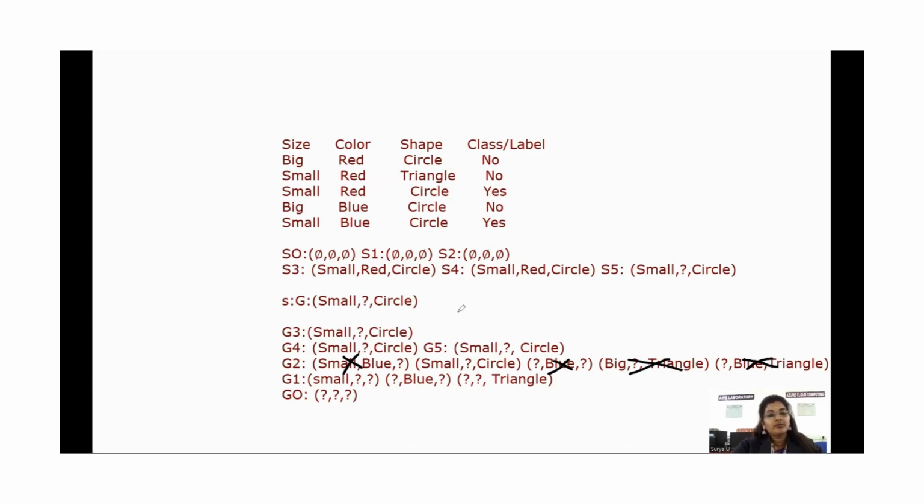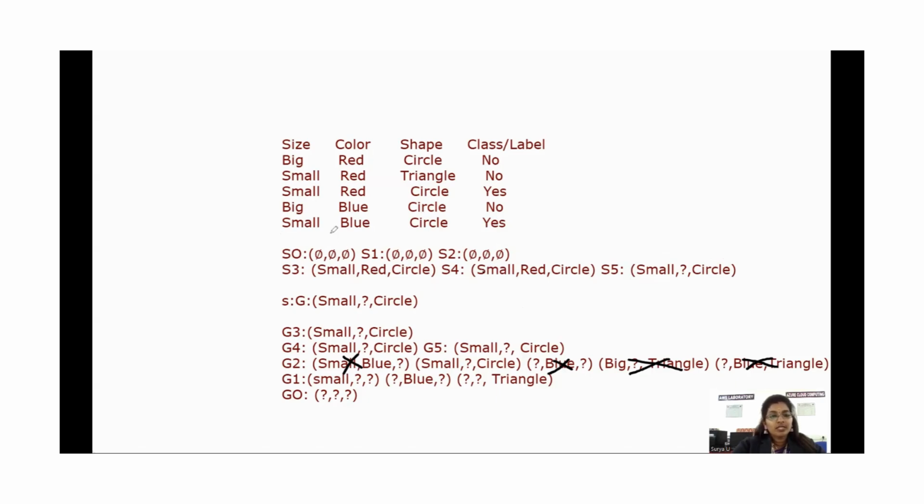Okay. Now once the G part is over, we'll come to S5. What is the S5 value? Here it is small comma question mark comma circle. Why have I changed this? Because you now have to compare this value with your last example. As we discussed in the previous example, only if it is yes do we do this. If it is yes, you compare this answer with your previous answer.